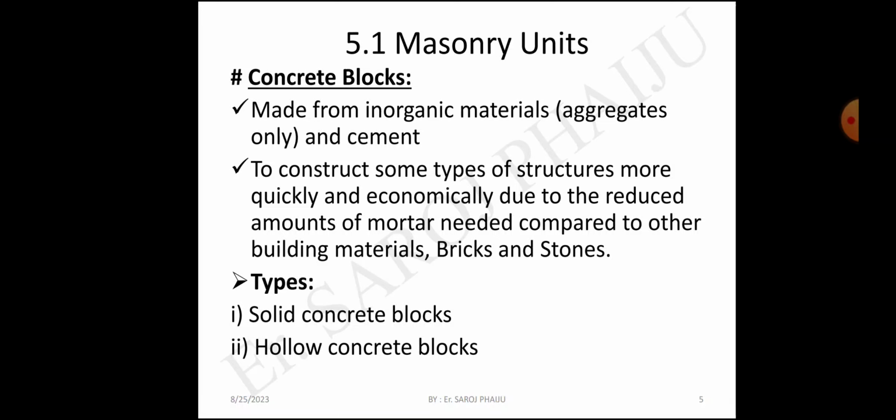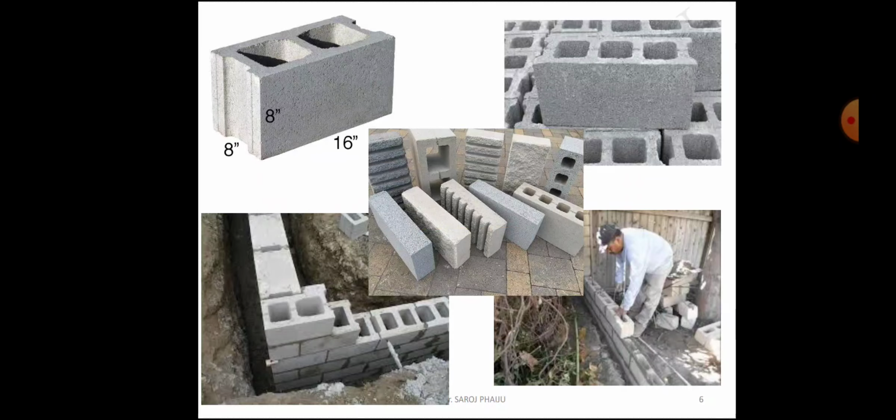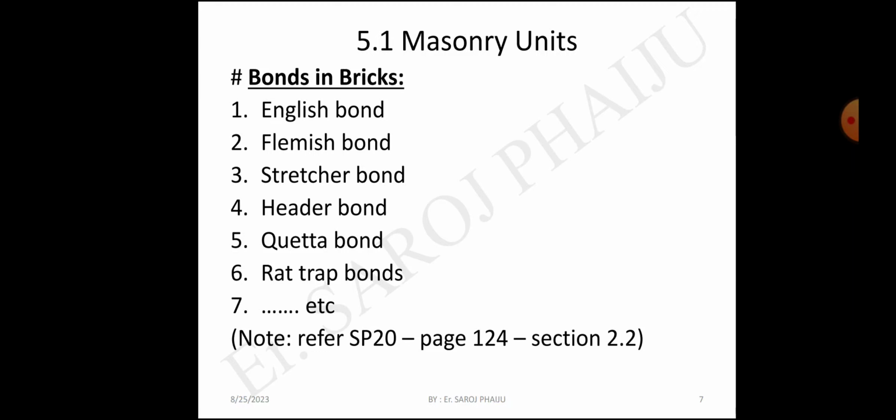Concrete blocks are made from inorganic materials, aggregates only, and cement. They construct some types of structure more quickly and economically due to the reduced amounts of mortar needed compared to other building materials, bricks and stone. Types: solid concrete blocks, hollow concrete blocks. Bonds in bricks: English bond, Flemish bond, stretcher bond, header bond, Quetta bond, rat trap bond, etc.